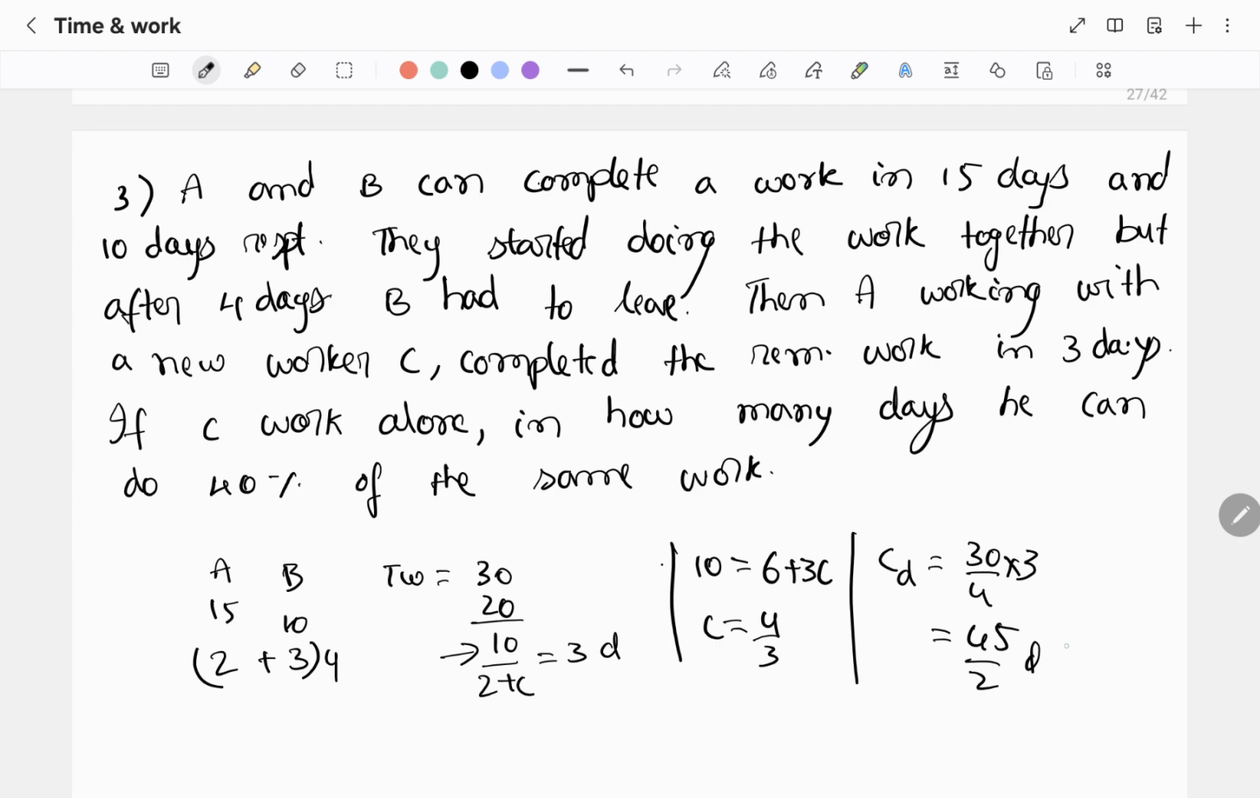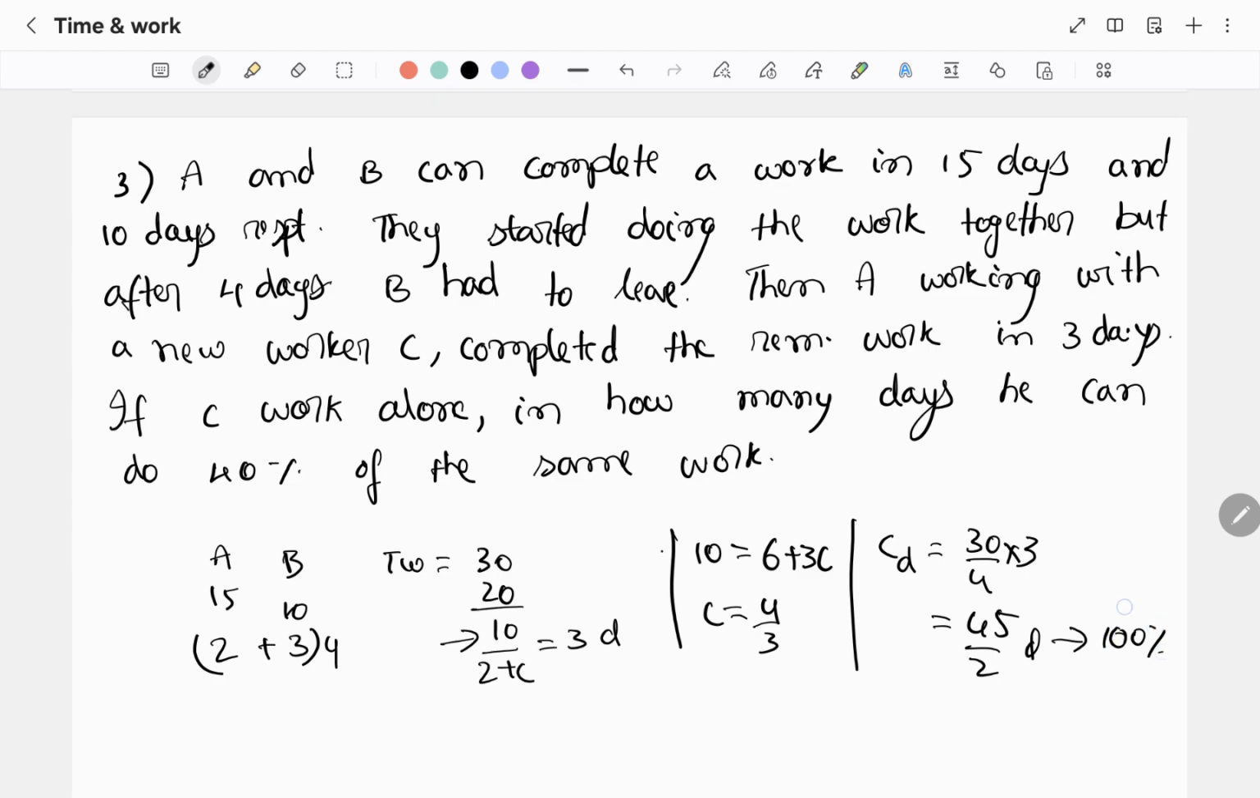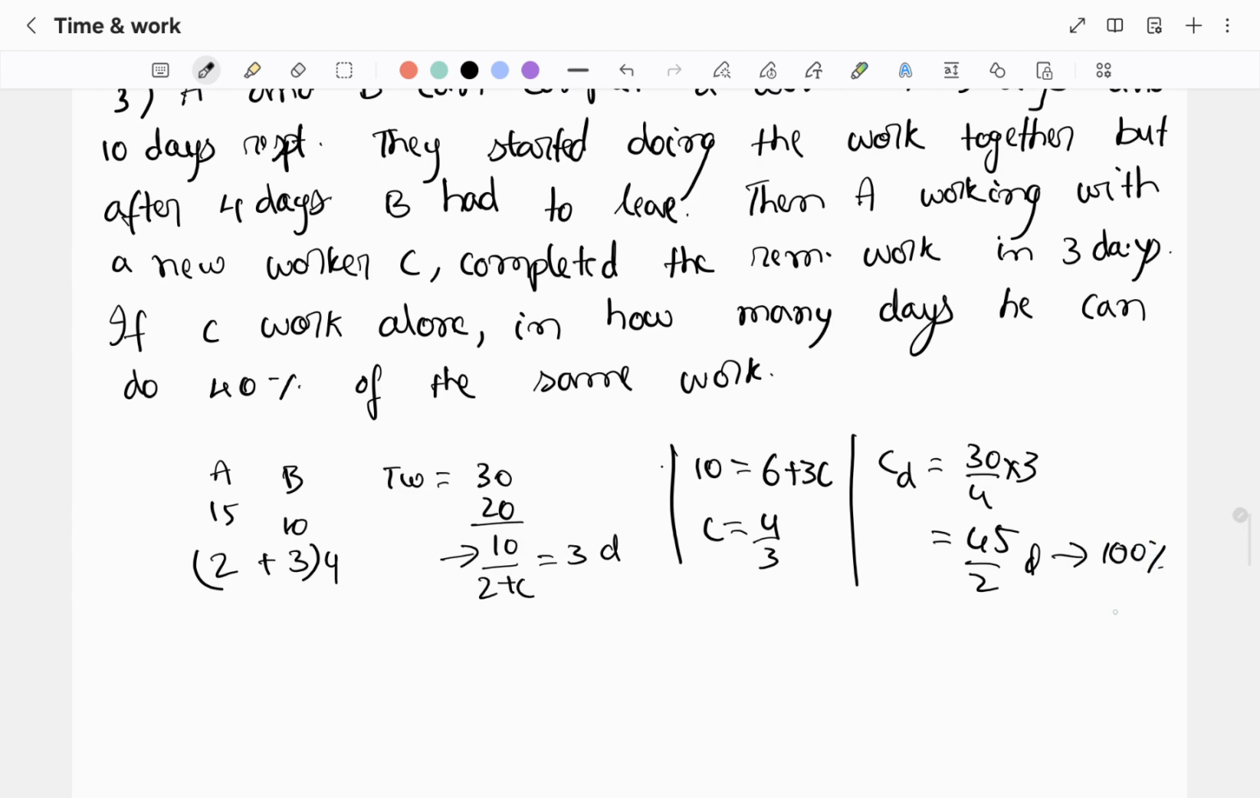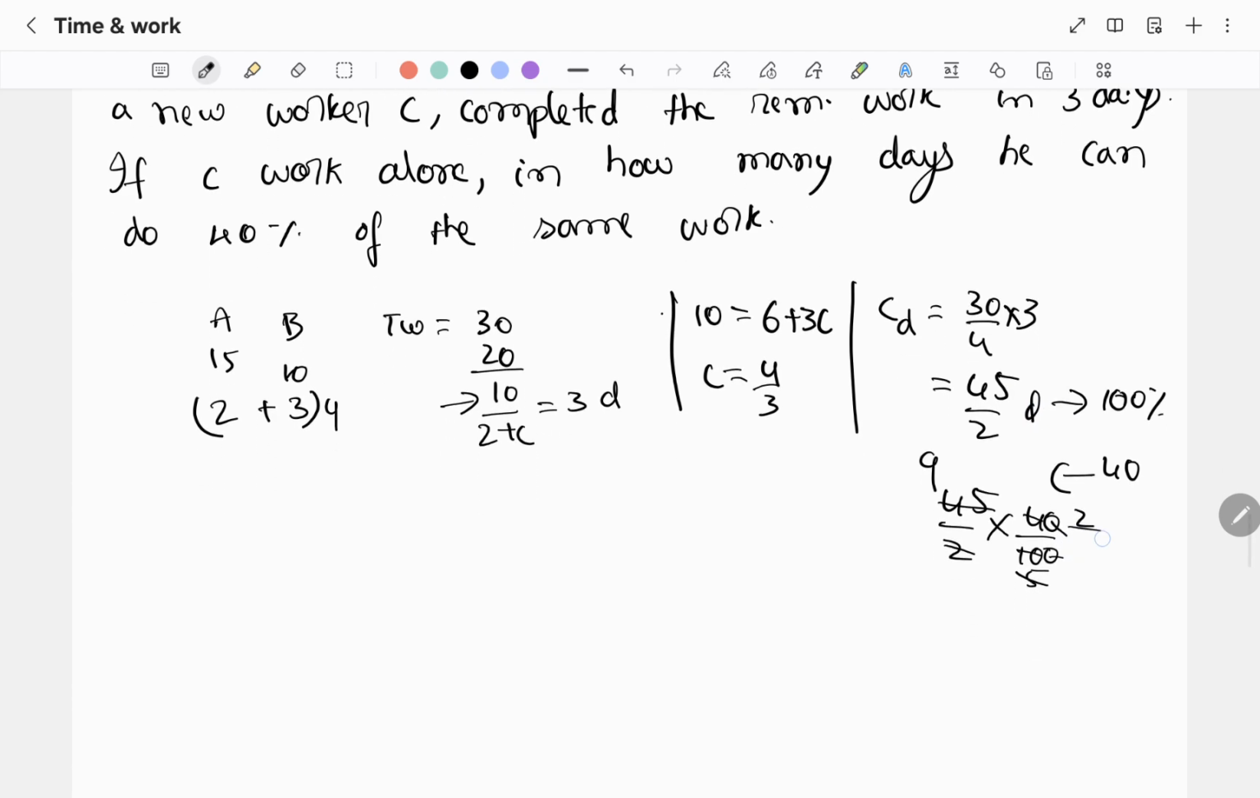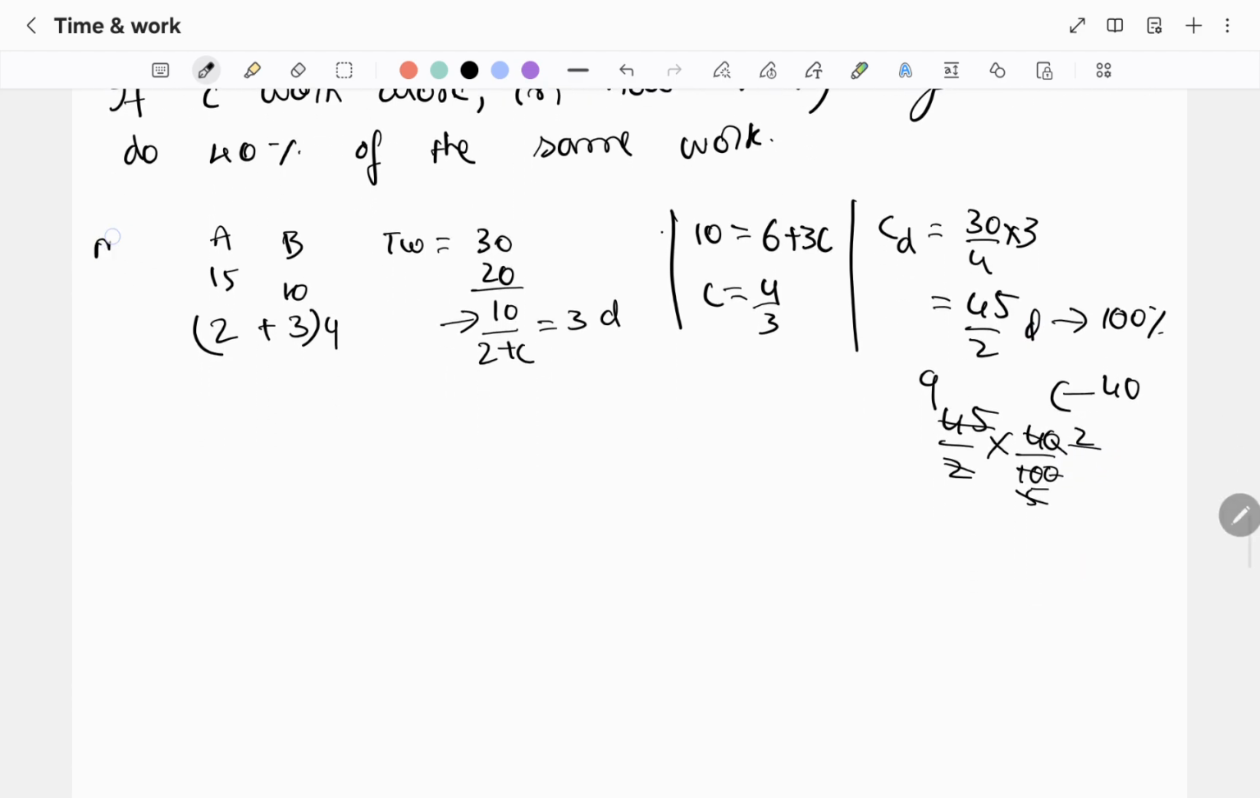So 45 by 2 days is 100% of the work. It will complete the total work. Total work is 100 parts in 45 by 2 days. But what are they asking? Only 40% of that. So 40% of 45 by 2: the 2 and 2 get cancelled, 5 ones are 5, 5 nines are 45, so 9 days. You can also do this in another method.